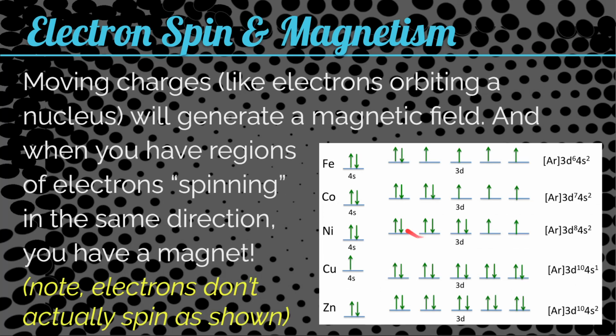And so again, moving charges like electrons orbiting a nucleus will generate a magnetic field, and when you have regions of electrons spinning in the same direction, you have a magnet. Just as a side note, although we call it a spin, they're not actually spinning. Again, a lot of things that we use are simplifications, but we're still going to talk about it that way. But here's why you have magnetism with iron, cobalt, and nickel, because you have these electrons that are not paired up, so they're not being canceled out. And then beyond that, the electrons as groups are also able to align themselves in the same direction.